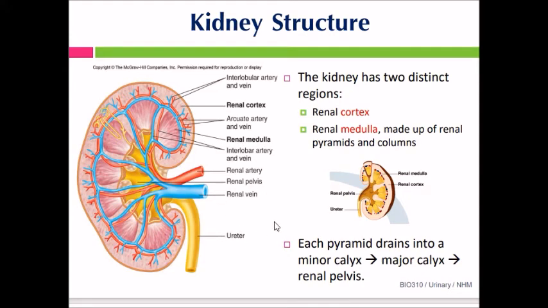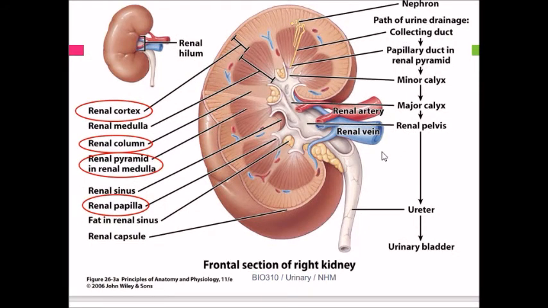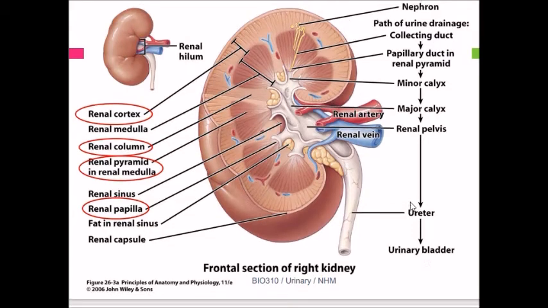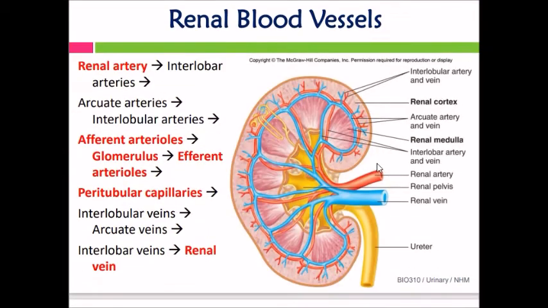From the renal pelvis it will transfer the urine to the ureter, and then the ureter goes to the urinary bladder, and it will exit through the urethra. As you can see over here, this is the renal pyramid, the renal column, and this inner part is the renal medulla, the outer part is the renal cortex. Now we're going to look at more details of the renal blood vessels.